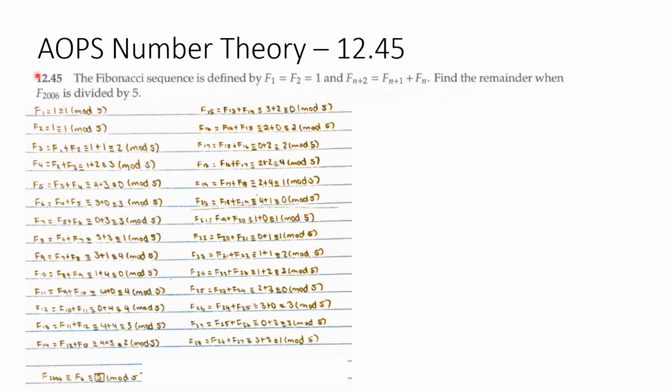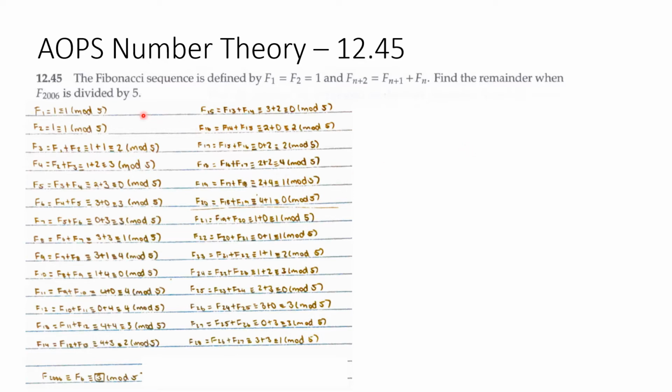AOPS number theory 12.45. The Fibonacci sequence is defined by f1 equals f2 equals 1 and f(n+2) equals f(n+1) plus f(n). Find the remainder when f2006 is divided by 5. Since it's going to be divided by 5, we're going to use modulo 5.